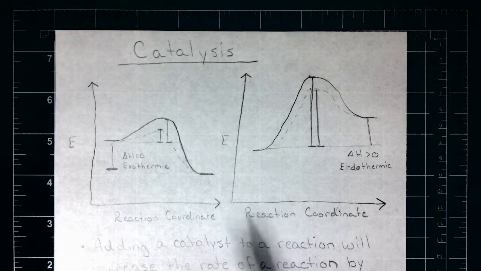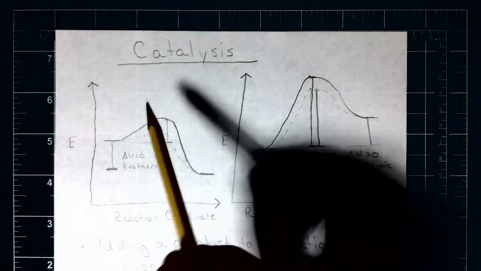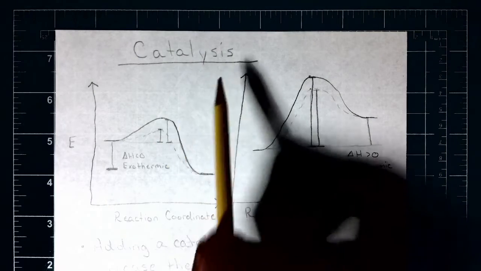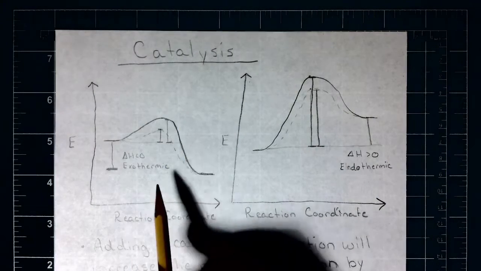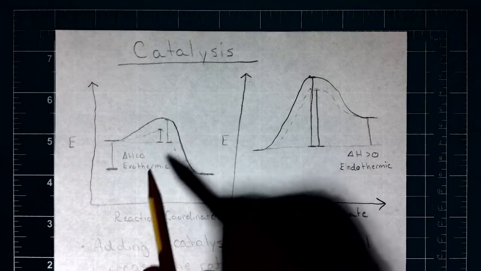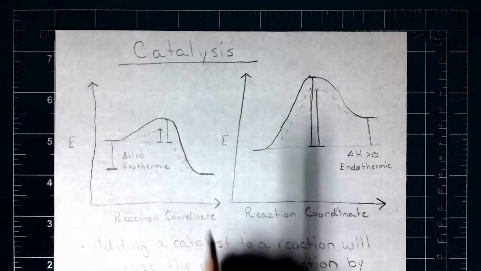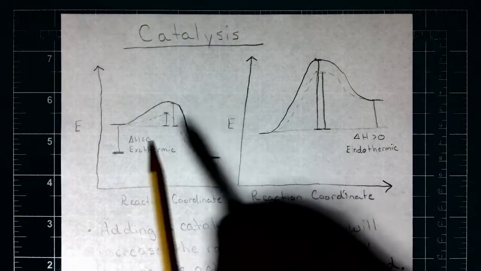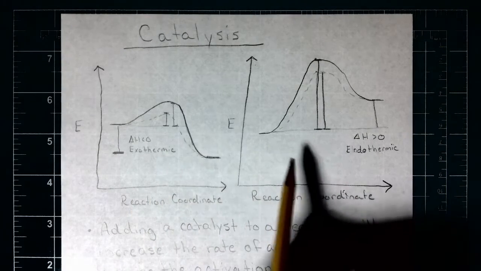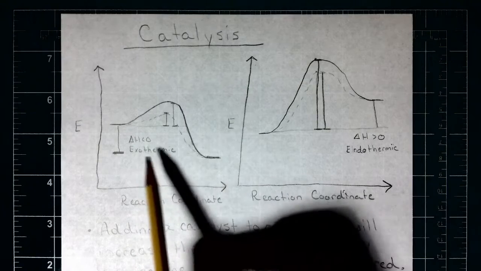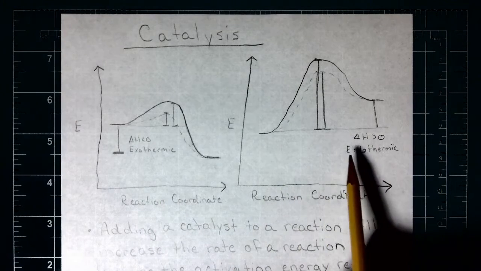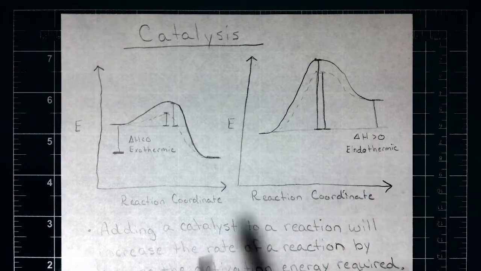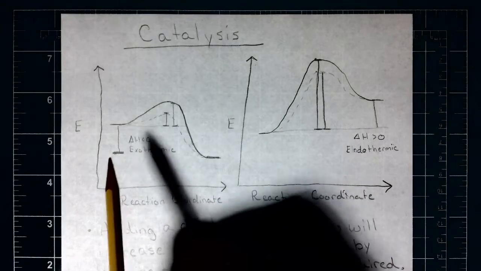So an important concept when we talk about reaction rates is the idea of catalysis. And to understand catalysis, we need to understand the energetics of what's happening during a reaction. So I've drawn two graphs here, one for an exothermic reaction and one for an endothermic reaction.